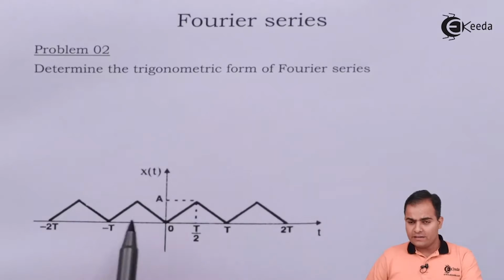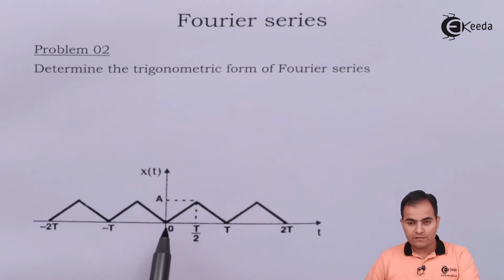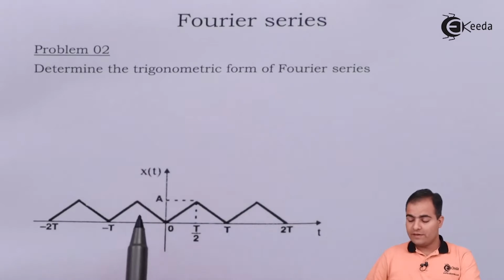Now look at here, in this graph I can say that this graph gives us even symmetry, and if we have even symmetry, then we will calculate only a naught and an values, because in even symmetry my bn value is always 0. So first of all, we will write the equation of x of t, then we will discuss what will be the solution.